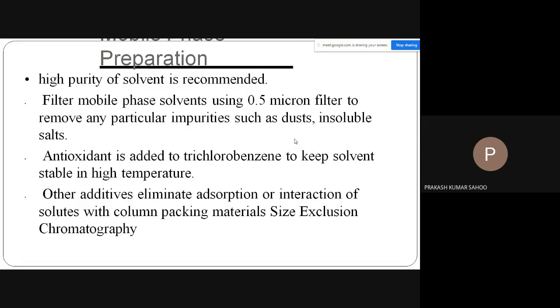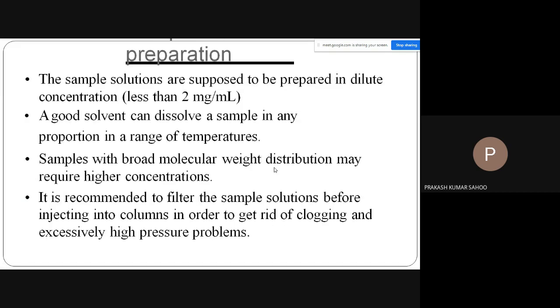So these are the basic steps: before using a particular solvent as mobile phase, we have to filter the mobile phase with the semi-micron filter paper to separate the impurities like dust and insoluble salts, then make it antioxidant by adding these things. That means the dissolved oxygen will be removed, and it may be removed at high temperature also. So these are the things.